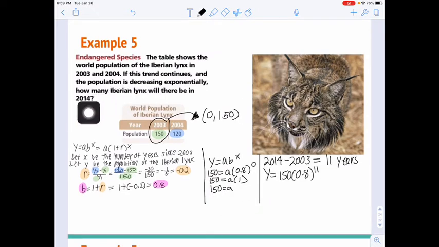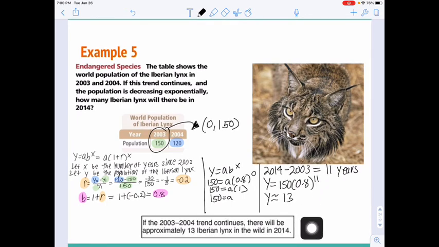Now to figure out how many Iberian lynx there are in 2014, we need to figure out how many years have passed from 2003 to 2014. So if we subtract 2014 minus 2003, we get 11 years. So that becomes our x, or the number of years since 2003. This gives us the equation y equals 150 times 0.8 to the 11th power. This leaves us with the answer: if the 2003 to 2004 trend continues, there will be approximately 13 Iberian lynx in the wild in 2014.